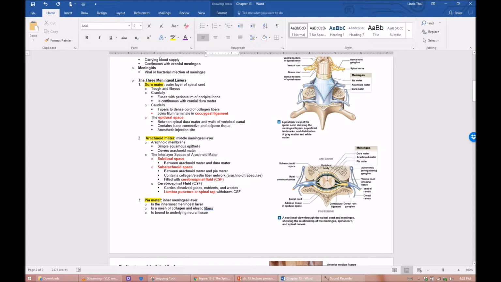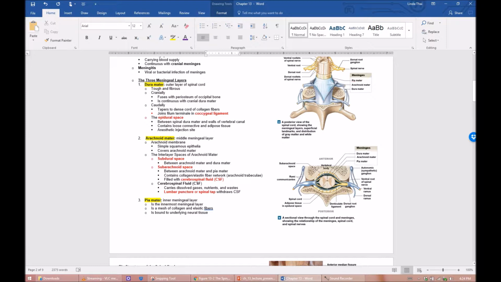This is between the arachnoid mater and the pia mater. This contains a collagen and elastin fiber network called arachnoid trabeculae. They kind of look like spider webs, so just remember trabeculae equals arachnoid, spider. It's filled with cerebrospinal fluid. Remember, this is made by our ependymal cells in the choroid plexus. Cerebrospinal fluid carries dissolved gases, nutrients, and wastes.